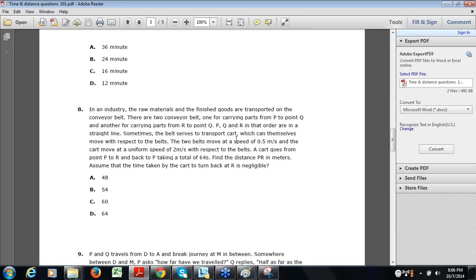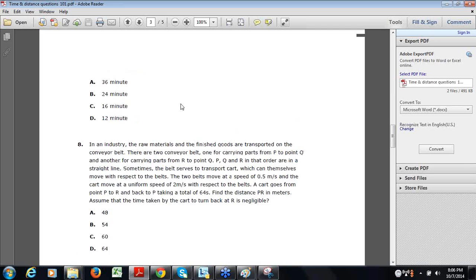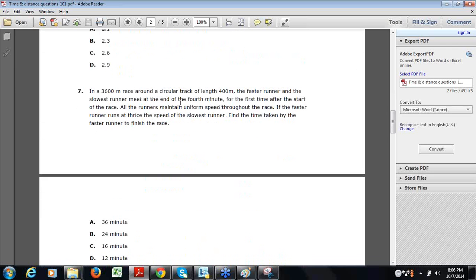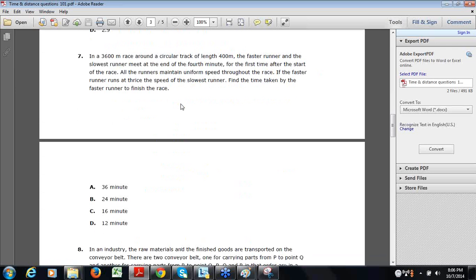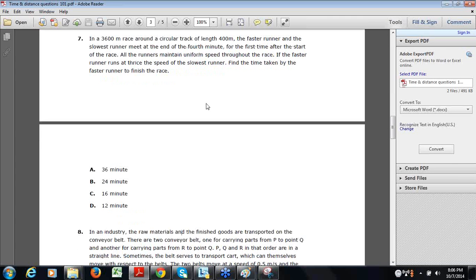Question number 7 says: in a 3600 meter race around a circular track of length 400 meter, the faster runner and the slowest runner meet at the end of the 4th minute for the first time after the start of the race. All the runners maintain uniform speed throughout the race. If the faster runner runs thrice the speed of the slowest runner, find the time taken by the faster runner to finish the race. Simple, straightforward question again.